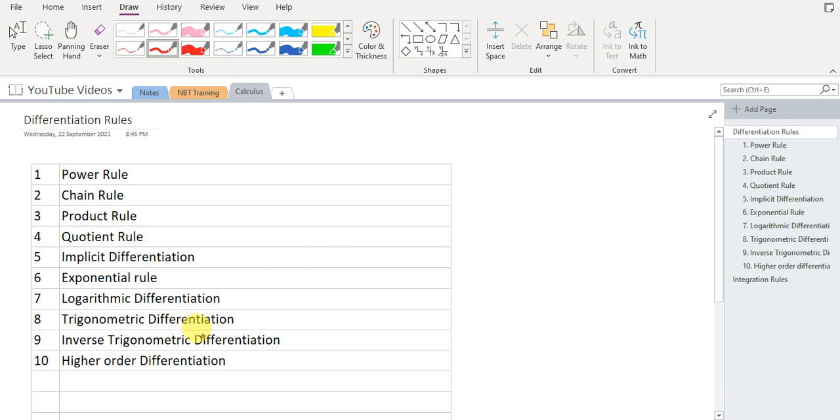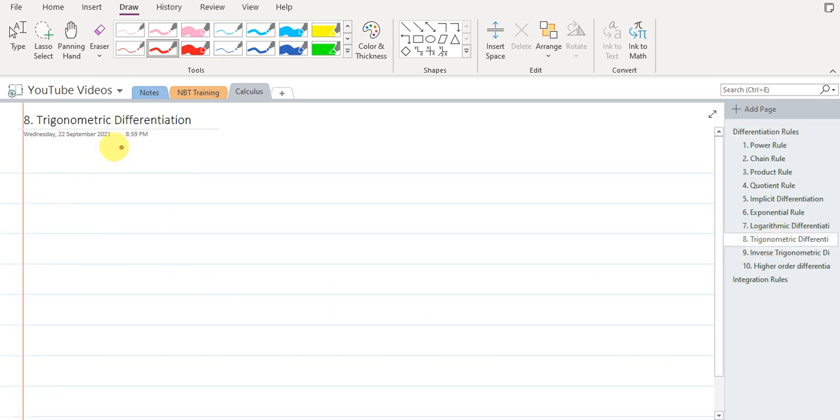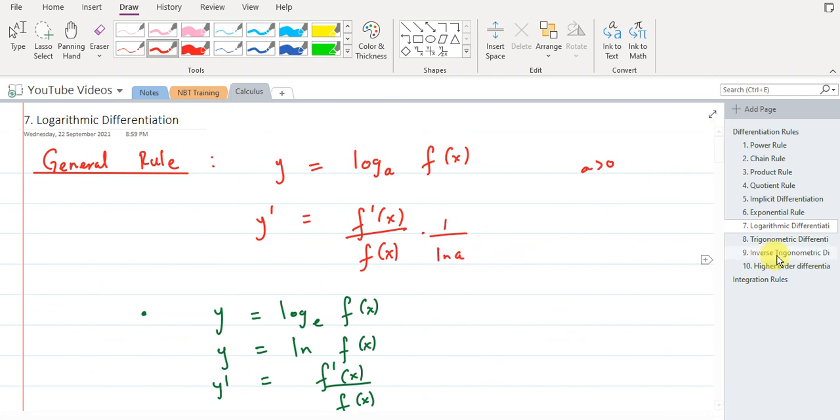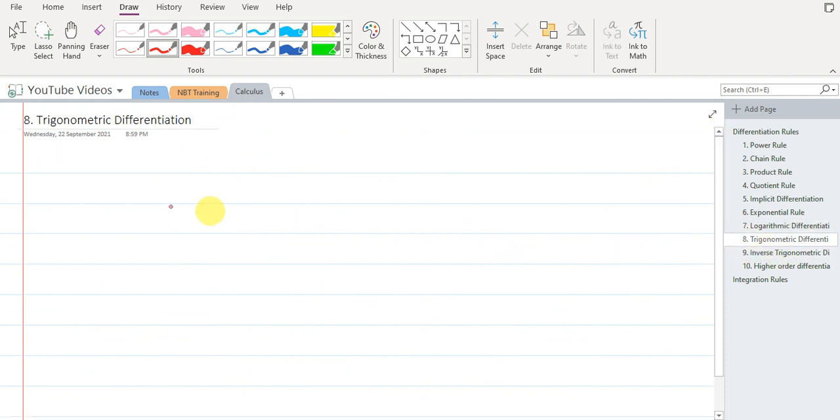Right, so let us get straight into trigonometric differentiation. So what is trigonometric differentiation here, guys? As you have seen with my previous videos, I usually start off with a general rule. So let me just give you the general rule for this.